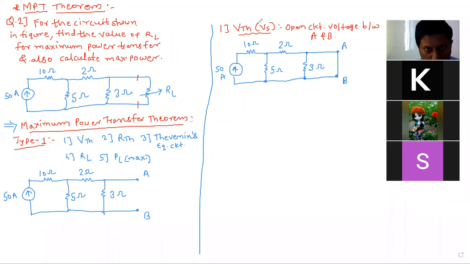So, as per rules, we have already solved such problems in which, sorry, we are not shorting. Sorry, we are making it open. We are not calculating current. We are calculating the open circuit voltage. So this is A and this is B. Now the open circuit voltage will be VTH.